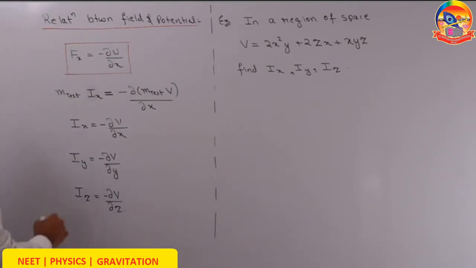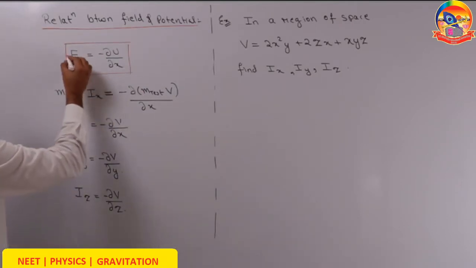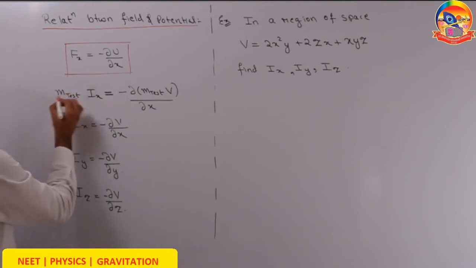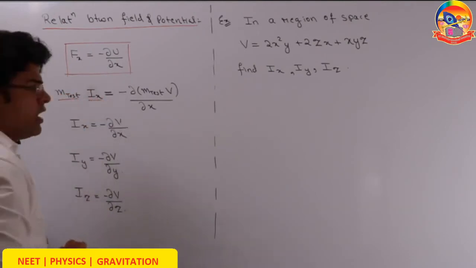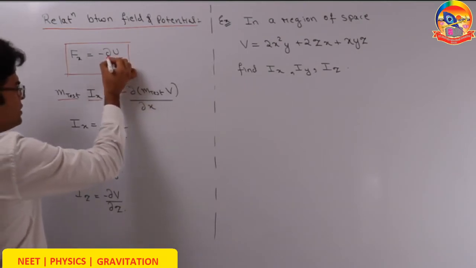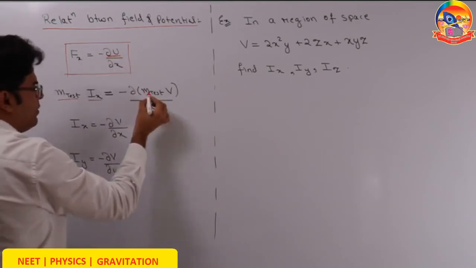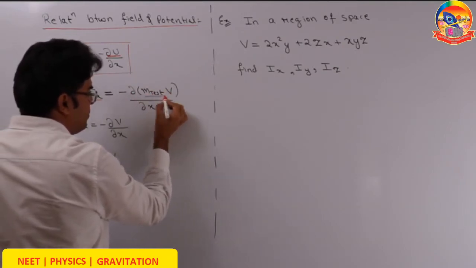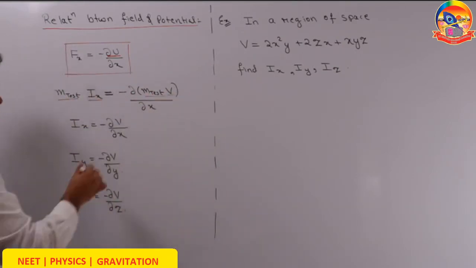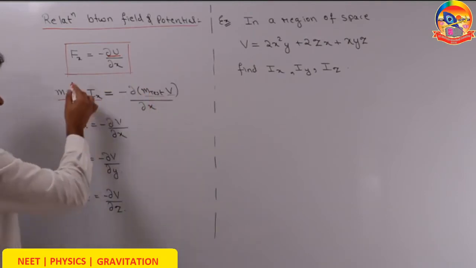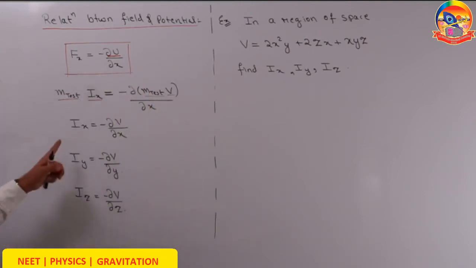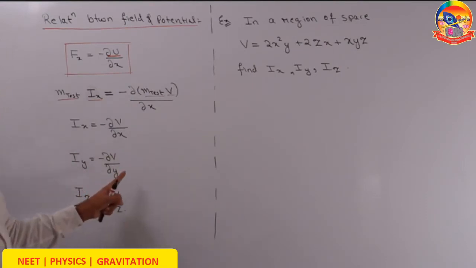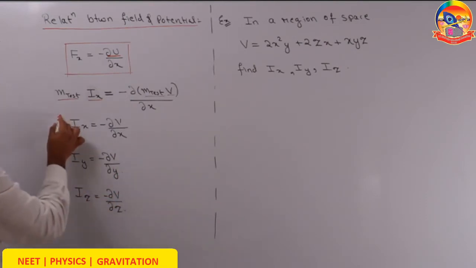Now, here in place of force, in this case gravitational, can be written as the test mass times the field, and the infinitely small change in potential energy can be written as the test mass times the infinitely small change in potential. Since the test mass is a constant, you can take it out and cancel it. So we get that the field in x direction is minus del V by del x, the field in y direction is minus del V by del y, and the field in z direction is minus del V by del z.